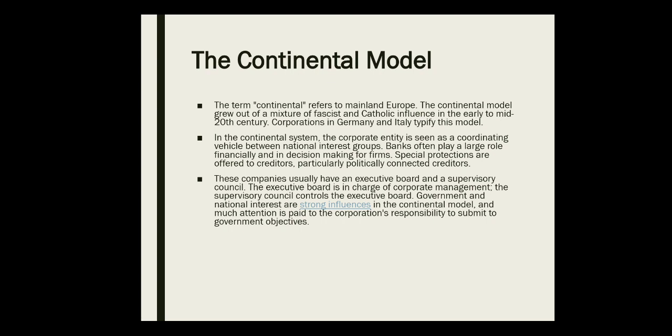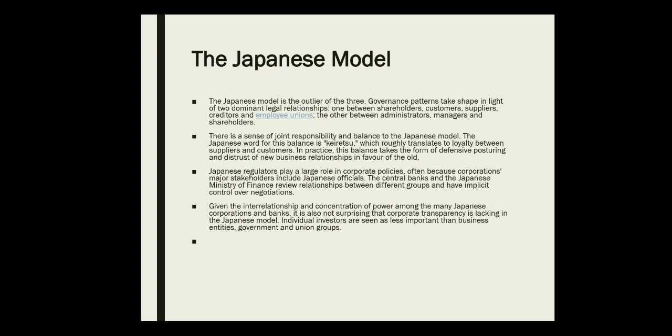Here in Malaysia, we have the board of directors, and then we have the managers or management. The board of directors appoints the CEO and managers. But there they have several levels: supervisory council, executive board. The supervisory council controls the executive board. Government and national interests are strong influences in the continental model. So that is the way they do it in Europe. The government has strong influence on corporate governance.